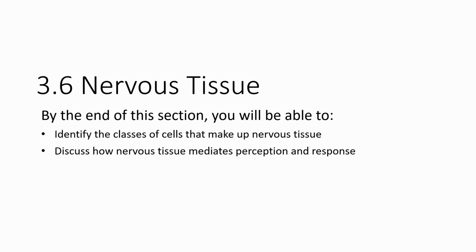All right, moving on to the last of the four, nervous tissue, and then we'll be done with this particular chapter. So we're going to talk about some of the classes of cells that make up nervous tissue, and then also talk about how nervous tissue mediates perception and response. We might not get to all these things in this particular lecture, but these are things you should be able to accomplish on your own in terms of studying and whatnot.